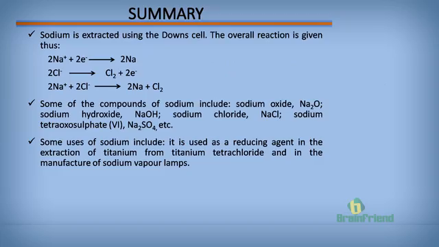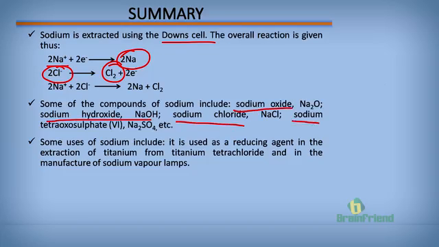Sodium is extracted using the Downs cell, and the overall reaction is given thus: sodium ion being reduced to sodium metal or sodium atom, and the chloride ion being oxidized to chlorine. Some of the compounds of sodium we mentioned are sodium oxide, sodium hydroxide, sodium chloride, sodium tetraoxosulfate (VI). Some uses of sodium include: it is used as a reducing agent in the extraction of titanium from titanium chloride and in the manufacture of sodium vapor lamps.